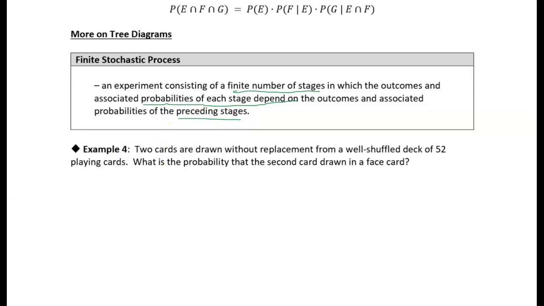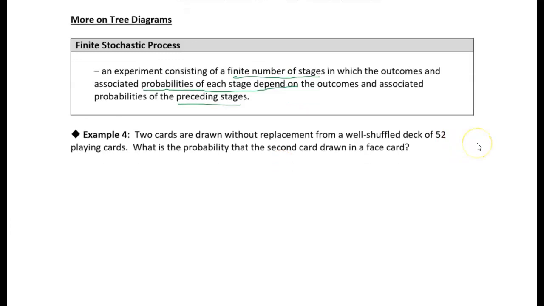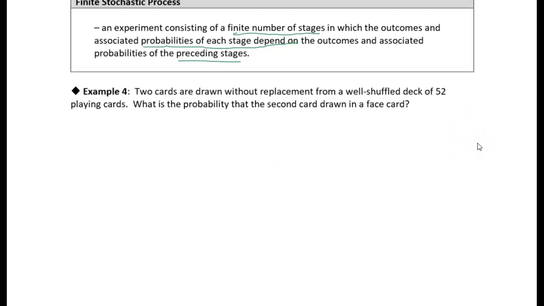So let's take a look at an example of a finite stochastic process. In this example, we have 2 cards drawn without replacement from a well-shuffled deck of 52 playing cards. This sounds familiar. This time, though, we want to know the probability that the second card is a face card. We don't really care about what happens on the first draw, but the probability of drawing a face card on the second draw depends on whether we drew a face card on the first draw, because that'll change the number of face cards that are left for the second draw.